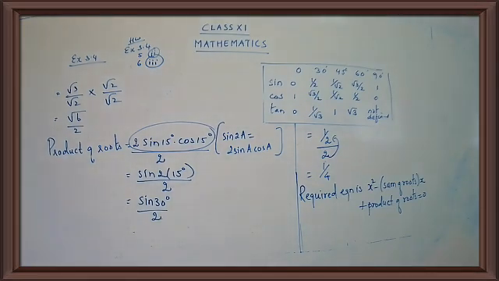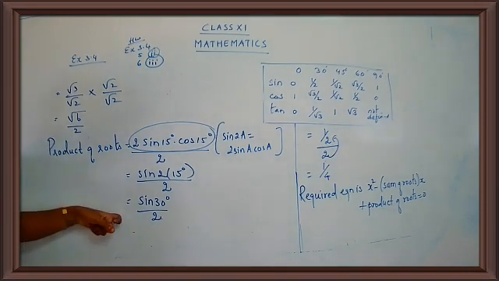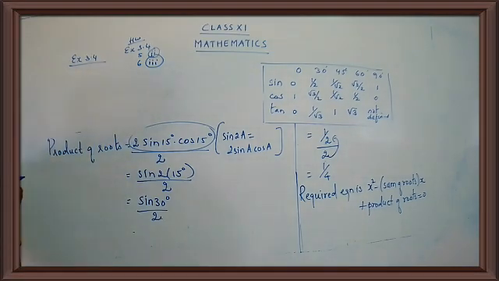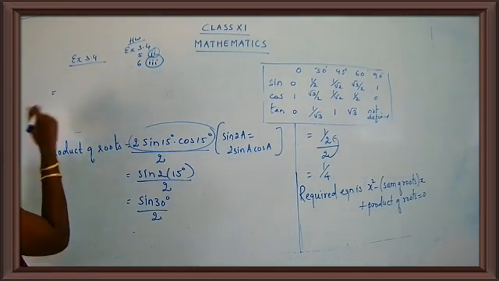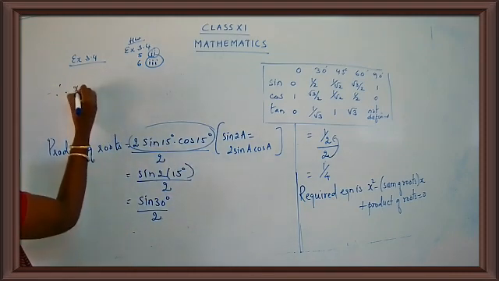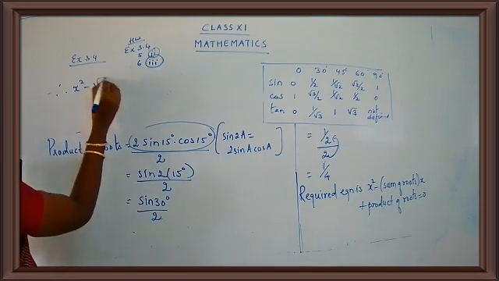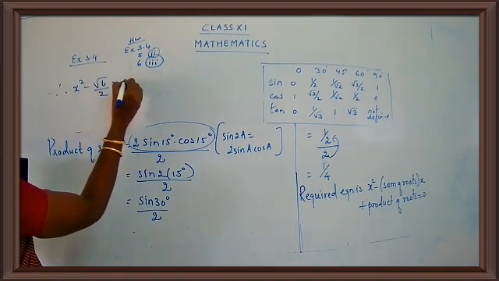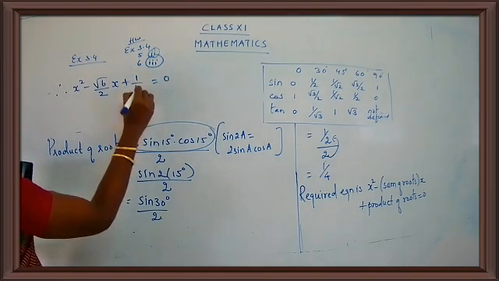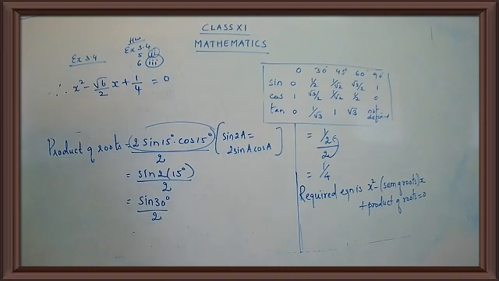Okay, done. Now I'm just going to substitute the values that I have found. We have found the sum of roots as root 6 by 2 and the product of roots as 1 by 4. Therefore x square minus, what was the sum, children? Root 6 by 2 x plus 1 by 4 is equal to 0. Still our sum is not done. We have to write in a standard form.